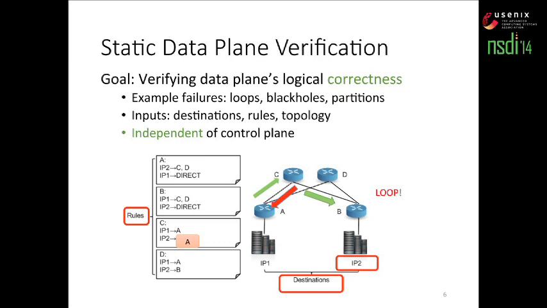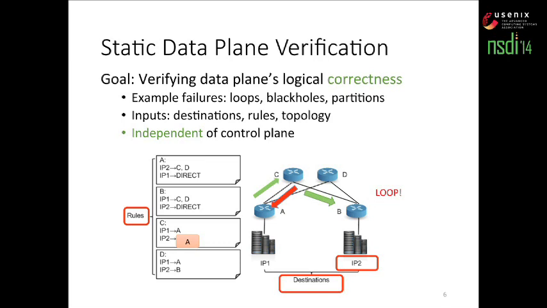Here we have an example network that has 4 routers and 8 rules, 2 in each router. If everything is correct, then a packet destined to IP2 will go from A to C to B. Now, for some reason, in router C, instead of forwarding packets to B, router C decides to forward the packet back to A. So this creates a loop, and this is the exact problem that we want to capture through static data plane verification.